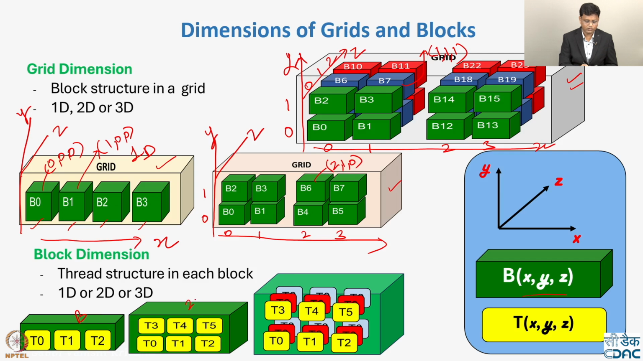Similarly, it is a 2D block and threads are arranged in 2 dimensions. And this block you can see is a 3 dimension block, and threads are arranged in x direction, y direction as well as in z direction, and the same coordinate system is applied within a block on the threads as well.